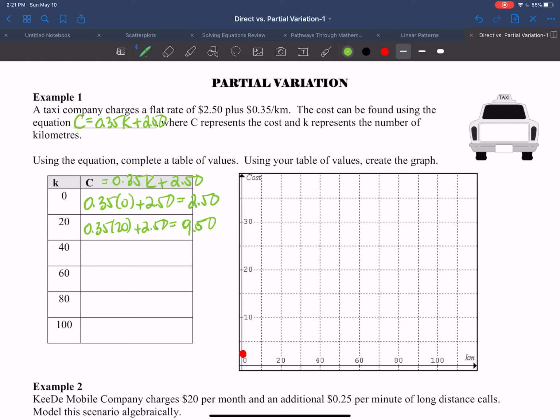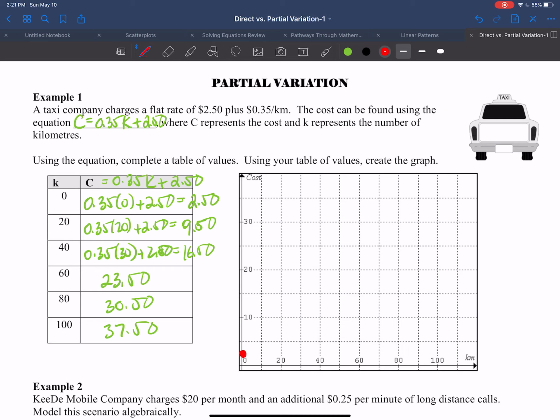And we keep going. $2.50 is $16.50, and we get $23.50, $30.50, $37.50. So you can see it's going up by $7 each time. So we have our coordinates now.